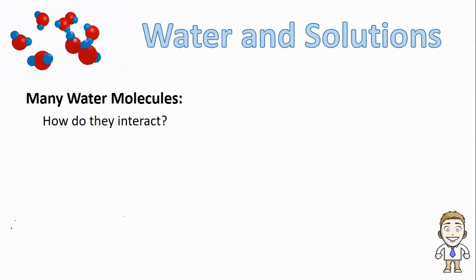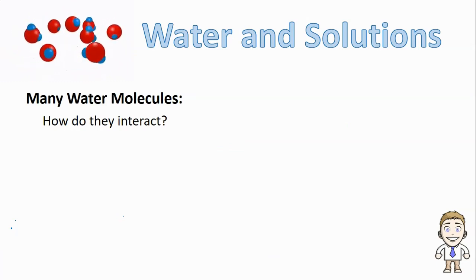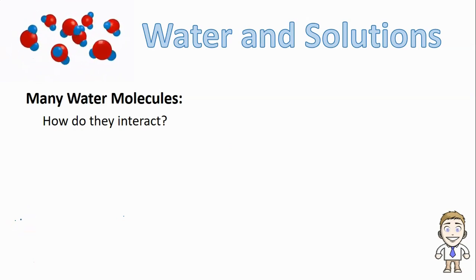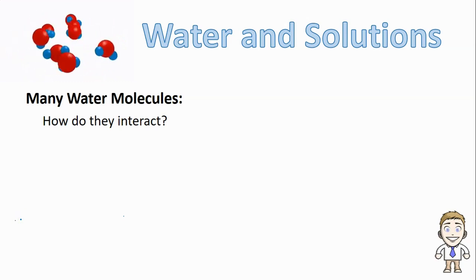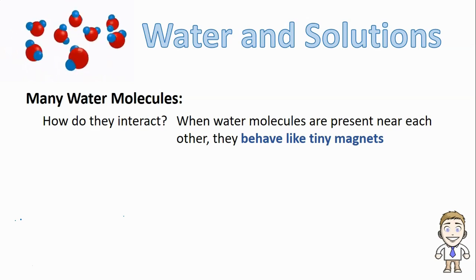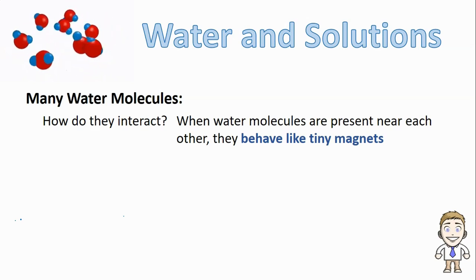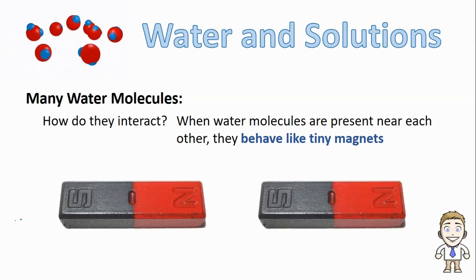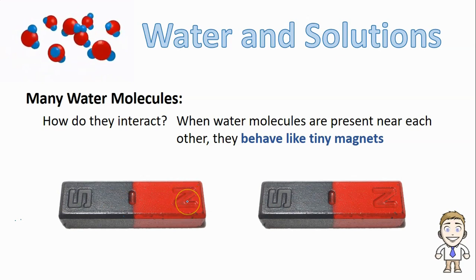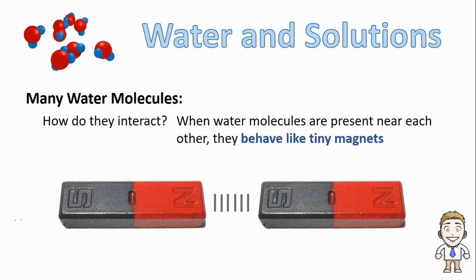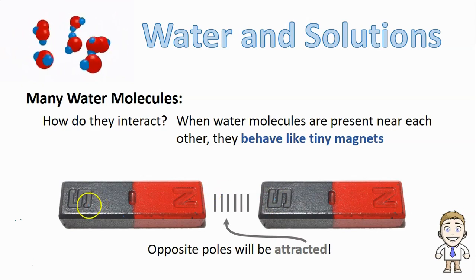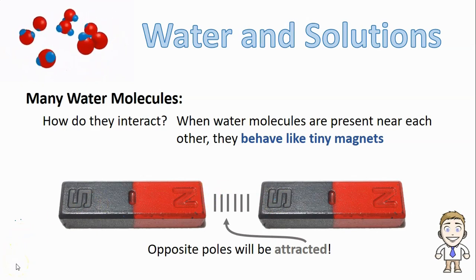So now that we know something about an individual water molecule and its polarity, we can start to talk about what happens when there's many water molecules all together in the same spot and how they would interact with each other. The good news is we have a pretty good model for this already from our everyday lives: magnets. When water molecules are present near each other, that's exactly how they behave, just like teeny tiny little magnets. So think about it this way: if you imagine 2 bar magnets, we know that the north end of one magnet, if you put it near the south end of the other, those opposite poles will be attracted to one another. The opposite poles on a water molecule will do the exact same thing.